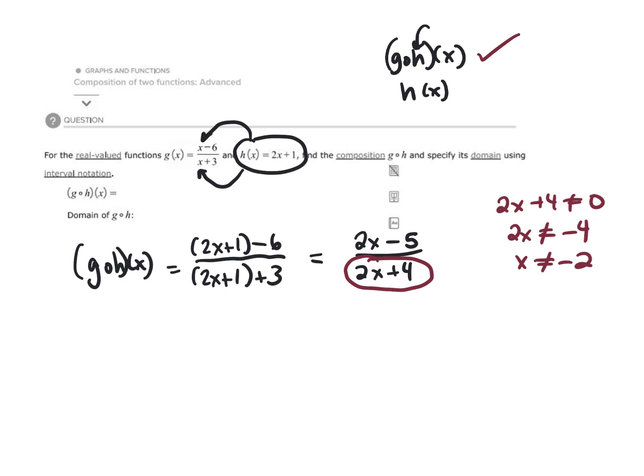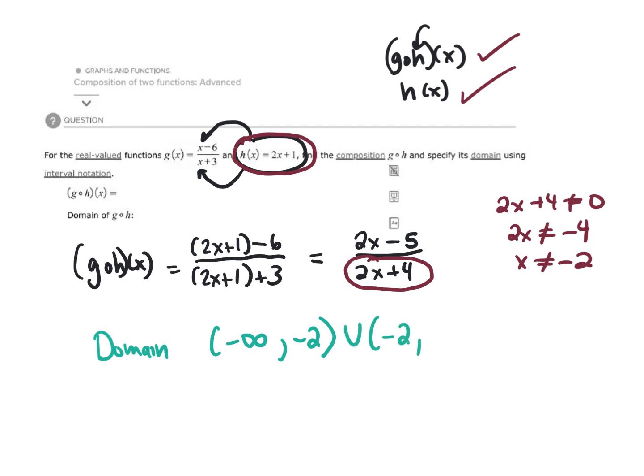Now I also have to check h of x, but h of x is just 2x plus 1. There's no fractions, there's no square roots, so in this case, that one's fine. So the only number that is bad is negative 2. The way I would write my domain is negative infinity to negative 2, parenthesis, because I don't want to include it, union negative 2 to infinity. That's the way we write the interval notation where we're just missing that one value.